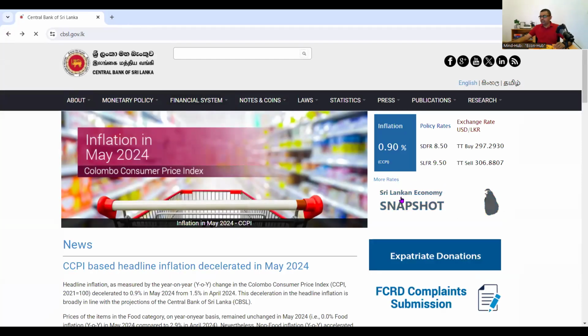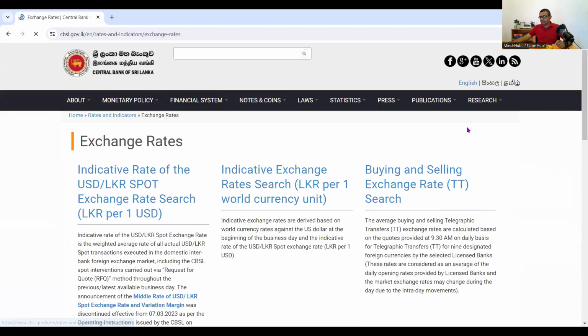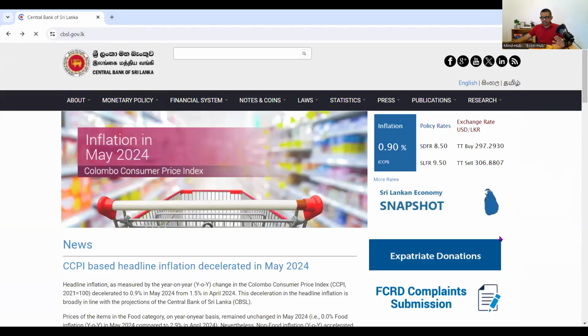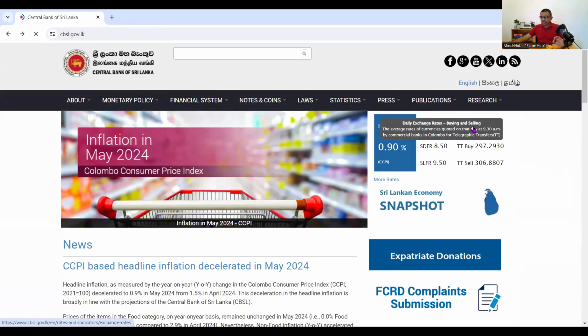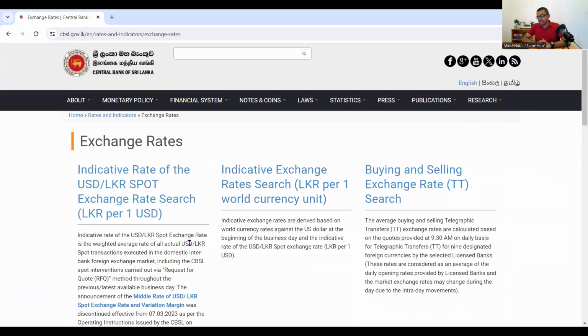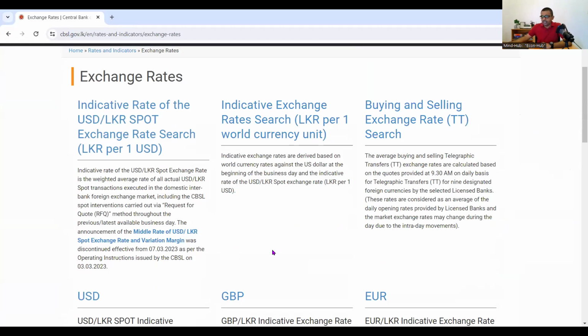Right. If you go to the home page, you can see where they talk about the exchange rate itself. They have given a bit of an idea. So here it says exchange rate. Are you guys clear on how? Yes, where it says exchange rate here, you click on that. Then it says indicative rate of the US dollar LKR spot exchange rate. Spot exchange rate. Now you have to understand, this is something they introduced to stabilize the exchange rate a bit.